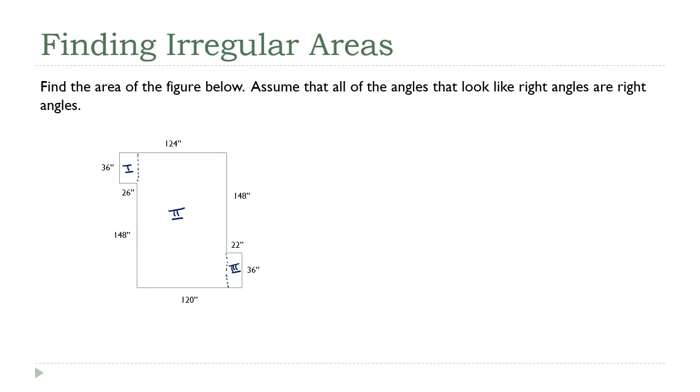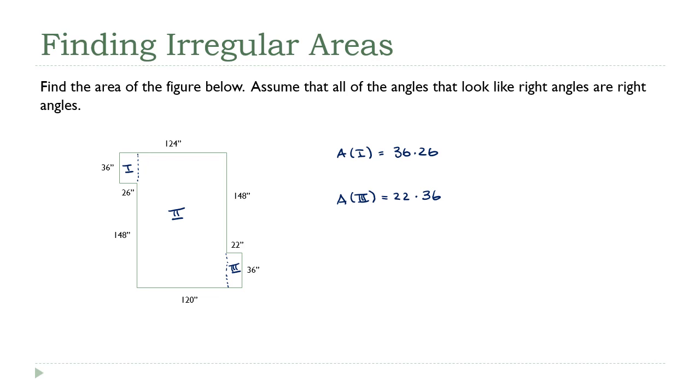Okay, the area of region 1 is 36 times 26. The area of region, I'm going to jump around. The area, leave some space there. We'll put region 3 in the middle, region 2 in the middle. The area of region 3 is 22 times 36.